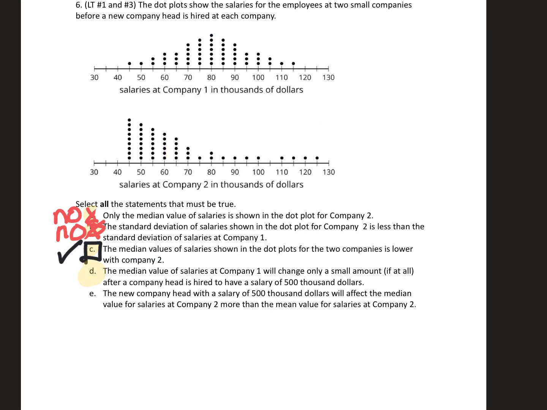Option D says the median value for company 1 will change only a small amount if somebody has a very high salary of $500,000. Because you can see currently the highest salary is $130,000. So if we added this $500,000, it would be out here somewhere.